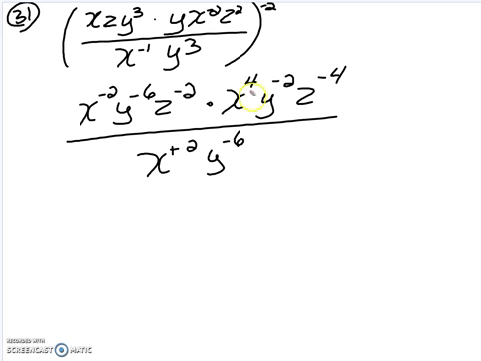The next thing I'm going to do is simplify the top and simplify the bottom. Well, the bottom is easy. There's nothing really to simplify, so I'm just going to carry the bottom right down. So x squared y to the -6, writing it down on the bottom.